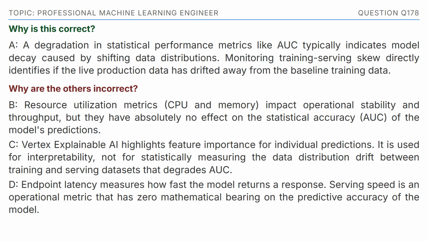C. Vertex Explainable AI highlights feature importance for individual predictions. It is used for interpretability, not for statistically measuring the data distribution drift between training and serving datasets that degrades AUC. D. Endpoint latency measures how fast the model returns a response. Serving speed is an operational metric that has zero mathematical bearing on the predictive accuracy of the model.